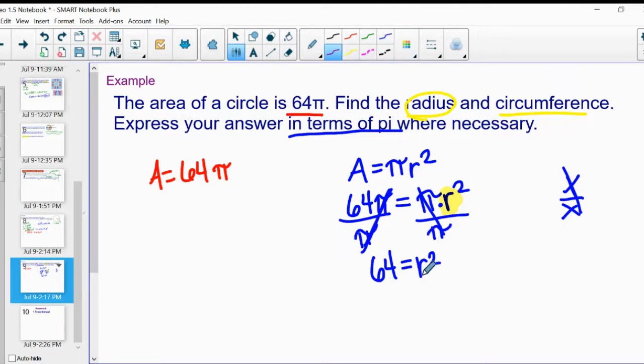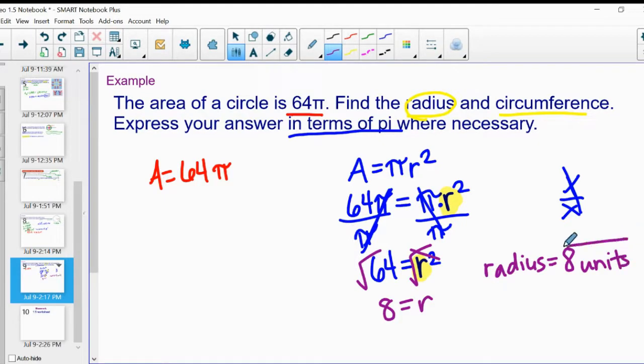And then to get r by itself, right, still focused on what we're doing here, we're trying to find the radius. We take the square root of both sides because a square root undoes that square, right, undoes the raising of the r to the second power, and you're left with just r. And then the square root of 64 is 8. So the radius is 8, and we don't have any units, right? So we'll just say units.